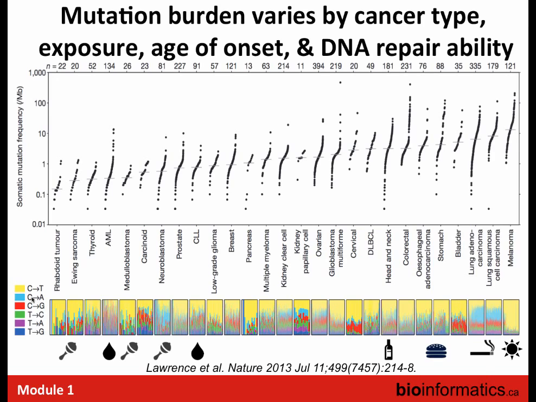The outlier, the most mutated cancer, is melanoma. These are sun-exposed cells. They actually have a very strong sun exposure signature: thousands and thousands of CT mutations. Lung cancer as well has a very specific mutation type, and just thousands of these mutations.